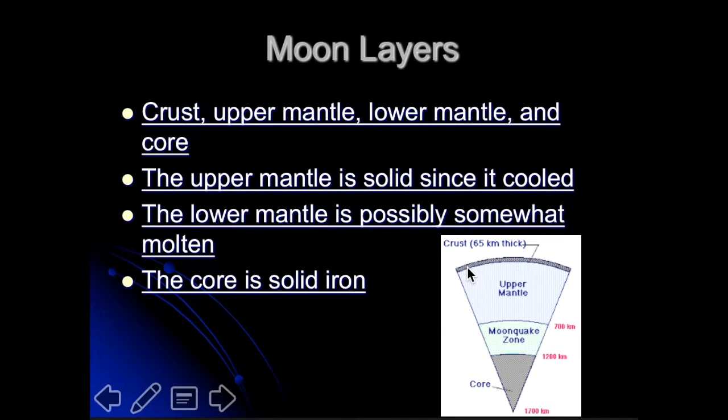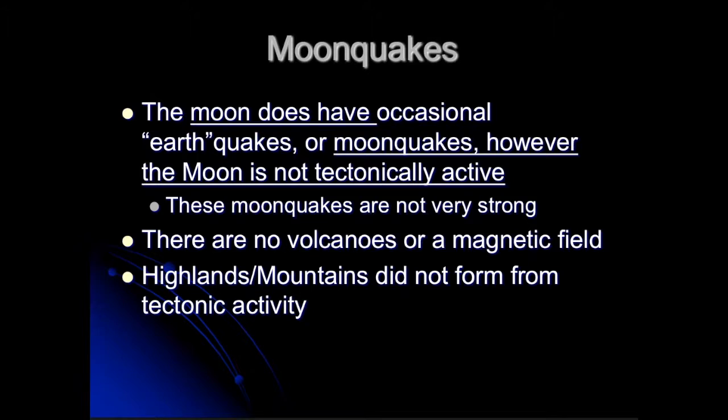The moon does have layers. It has a crust, an upper mantle, a lower mantle, and a core. The upper mantle is solid, since it's had a long time to cool. The lower mantle is possibly somewhat molten, but we're not really sure. And the core is a solid iron. So the moon does actually have occasional earthquakes, or since it's on the moon, we call them moonquakes. However, the moon is not technically tectonically active. And these moonquakes are not very strong either, they're little rumblings. There are no volcanoes or magnetic field currently on the moon that we know of.